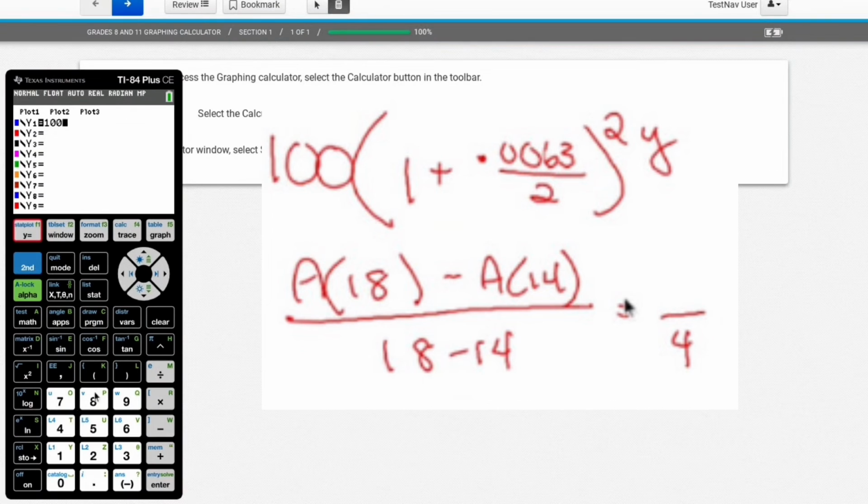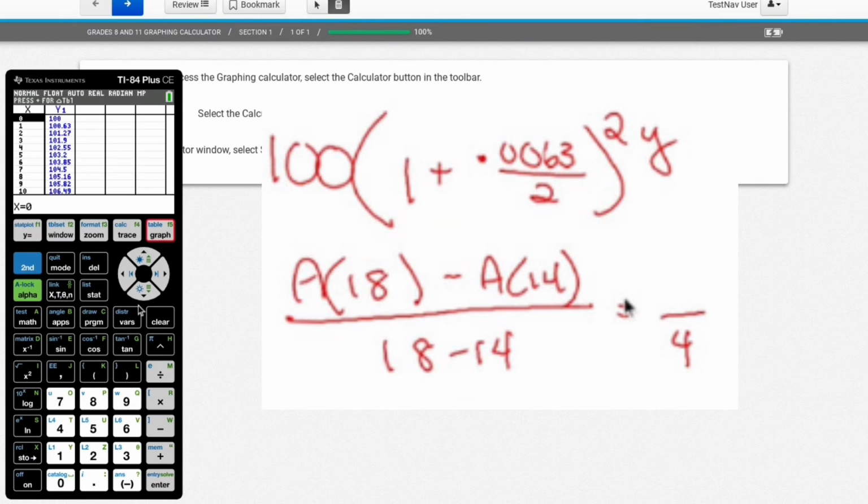100 parentheses 1 plus parentheses 0.0063 divided by 2, close it, to the 2, I know it says y in the problem, but it's to the 2x. Okay, so just making sure everything looks good. The graph won't help us. What I need to do is find out what a of 18 is and a of 14 is. So let's go to my table.